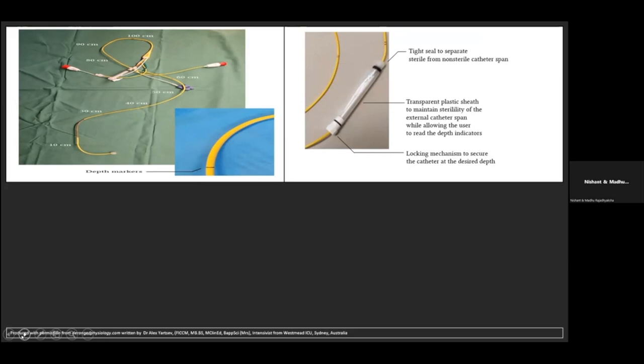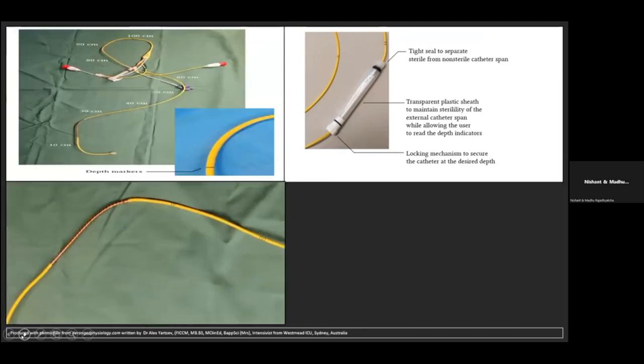After insertion, the main function of the sheath is to maintain sterility of the part that is exposed to the environment. At the same time, the transparency will allow us to assess the depth of insertion.